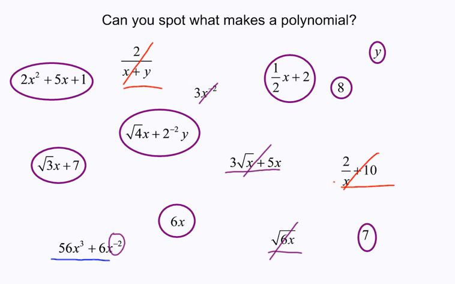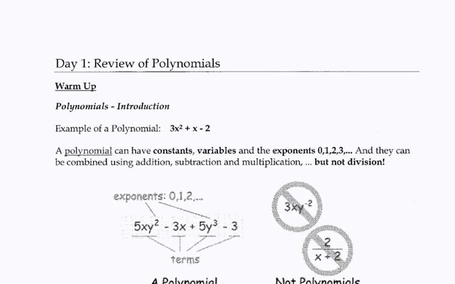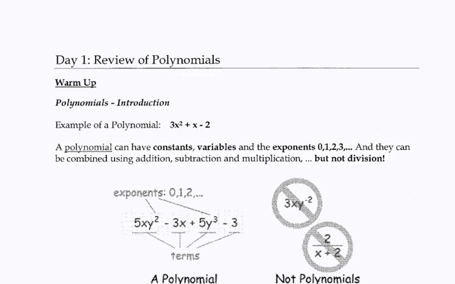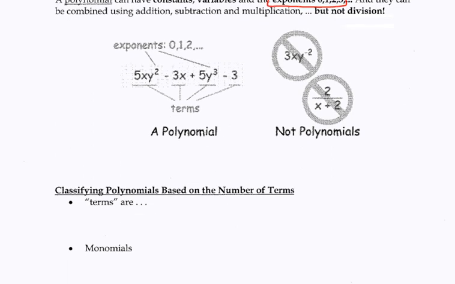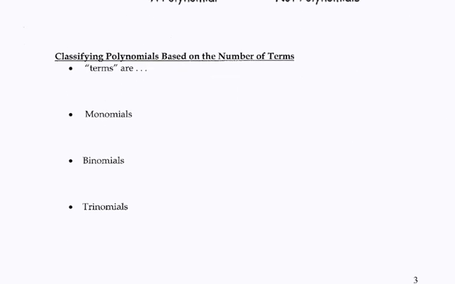This one? Okay, the x is not under the square root, just the 3 is. All right, so moving on. A polynomial can have constants, variables and exponents. So the exponents of the variable have to be whole numbers. Okay, so here are some polynomials. Those are not. So what are terms?